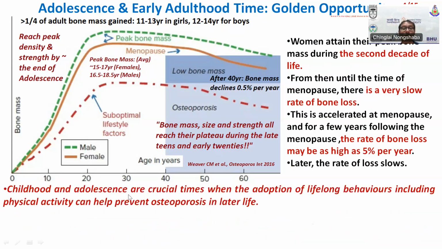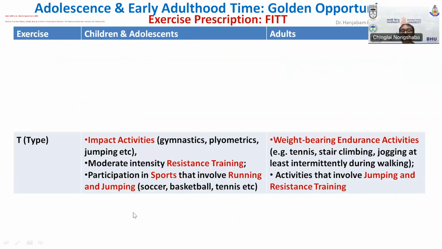Childhood and adolescence are the crucial time where adoption of lifelong behavior, including physical activity, is very important, and this will lead to the prevention of osteoporosis later in life. So based upon this principle, we can design exercise prescription based upon the FITT principle, like we have already talked about. For example, in adolescence and adult. In case of adolescence, the type of exercise can be high impact gymnastics, plyometrics and jumping and all these things.